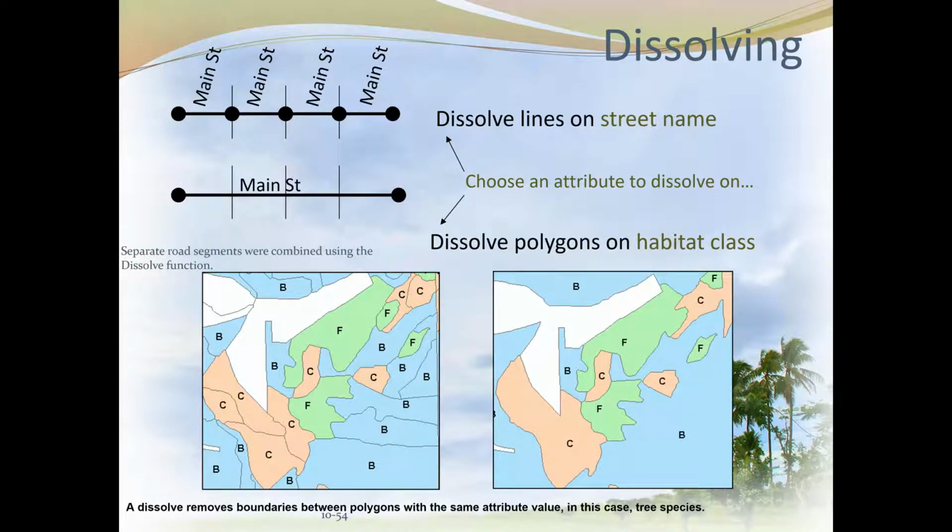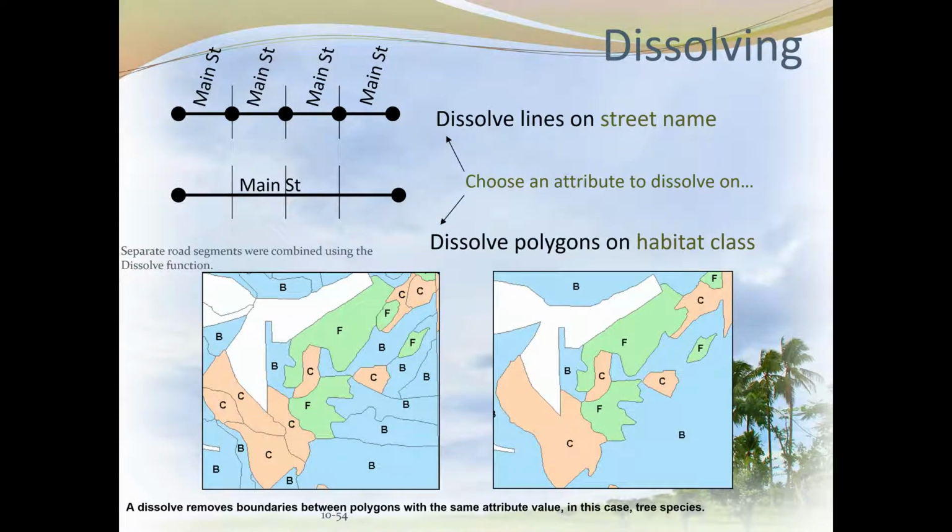The same applies to streets, which are not polygons, so you can dissolve line features too. Dissolve lines on street names, or choose an attribute to dissolve polygons on habitat classes. A dissolve is used to group features together based on whether they share the same value of an attribute field. For example, the road segments here have the street name Main Street, but they are separate features.